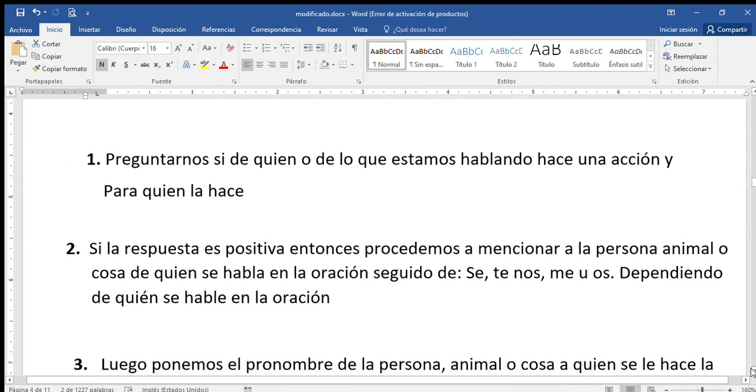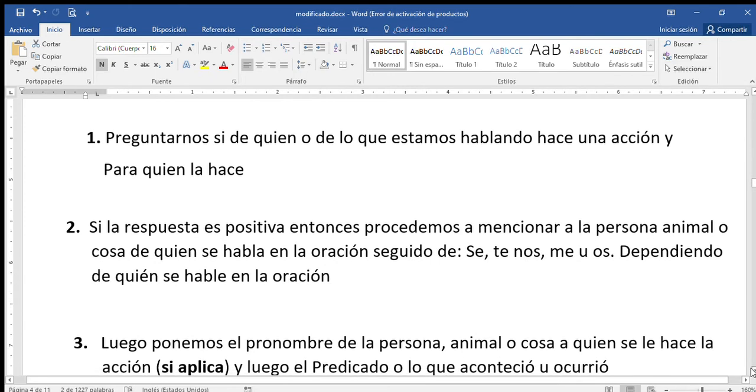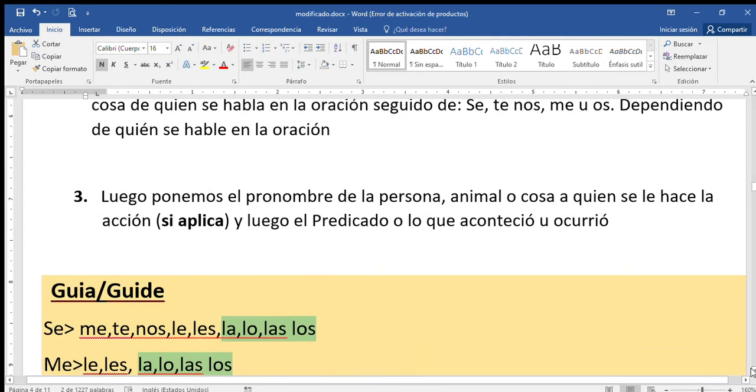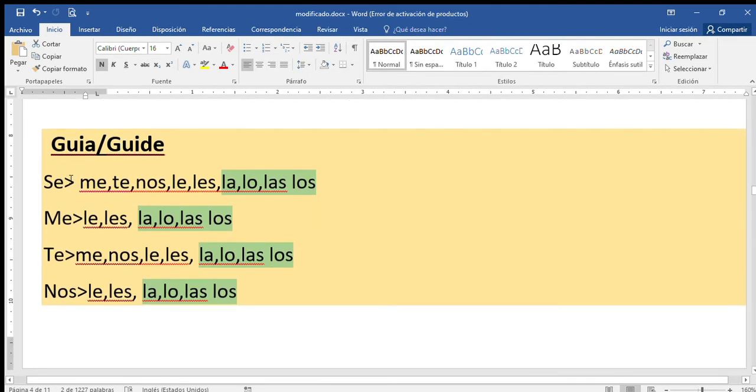The same in Spanish. Preguntarnos si de quién estamos hablando hace una acción y para quién la hace. Si la respuesta es positiva, entonces procedemos a mencionar la persona, animal o cosa de quien se habla en la oración, seguido de se, te, nos, me, o, os, dependiendo de quién se habla en la oración. Luego ponemos el pronombre de la persona, animal o cosa a quien se le hace la acción, si aplica. Y luego el predicado o lo que aconteció u ocurrió. Aquí tenemos algo importante. We have something very important right here.